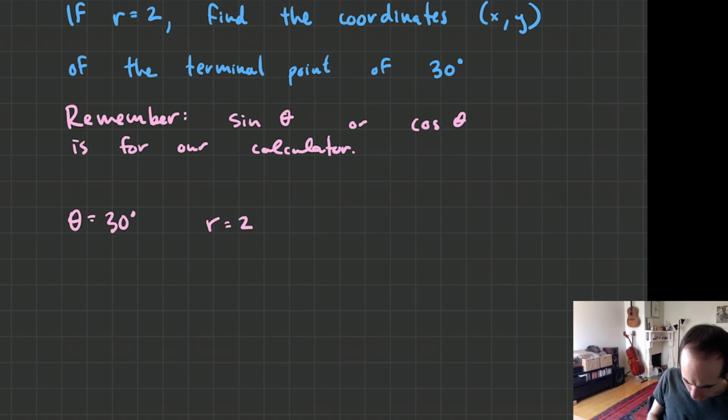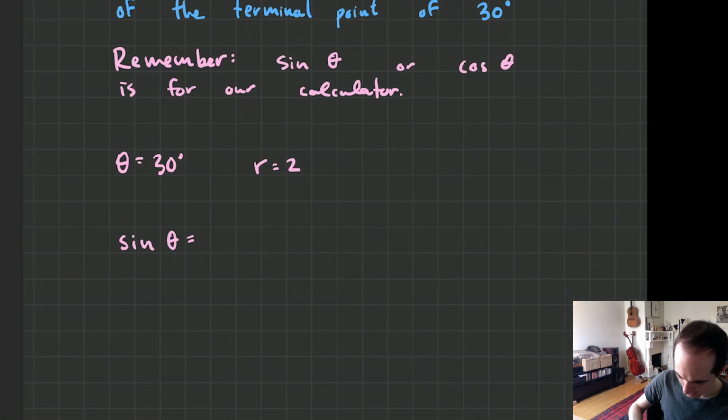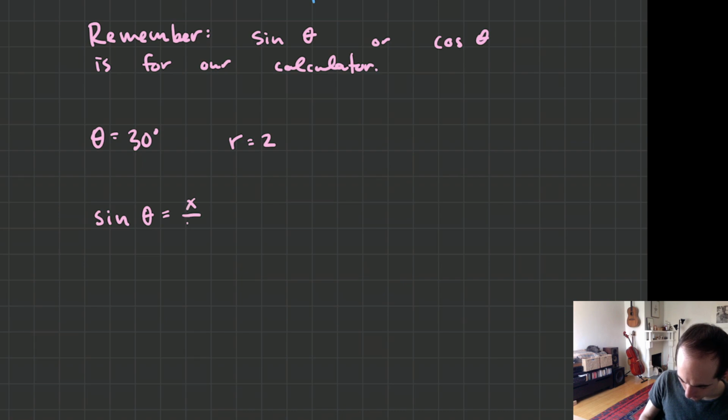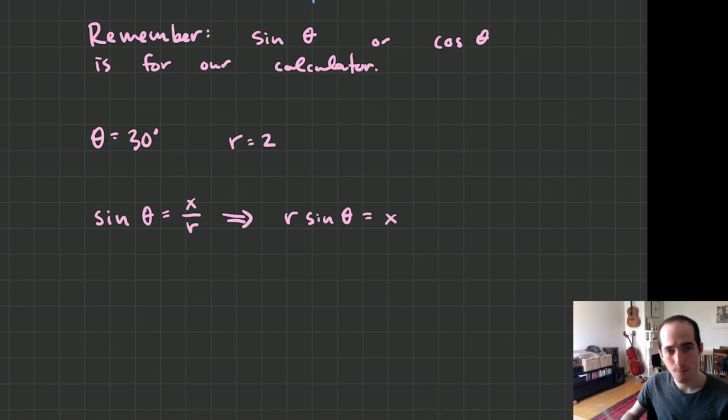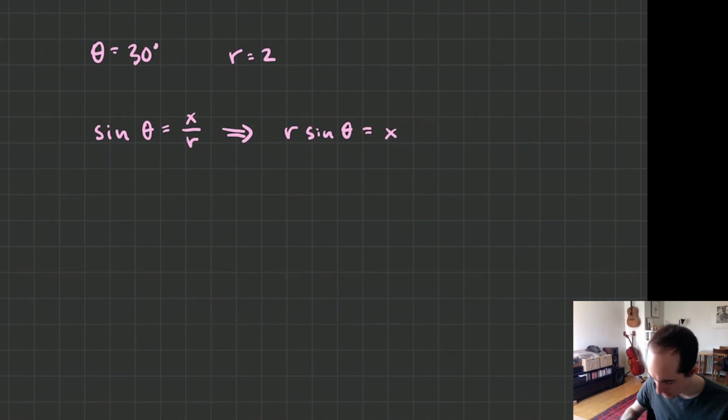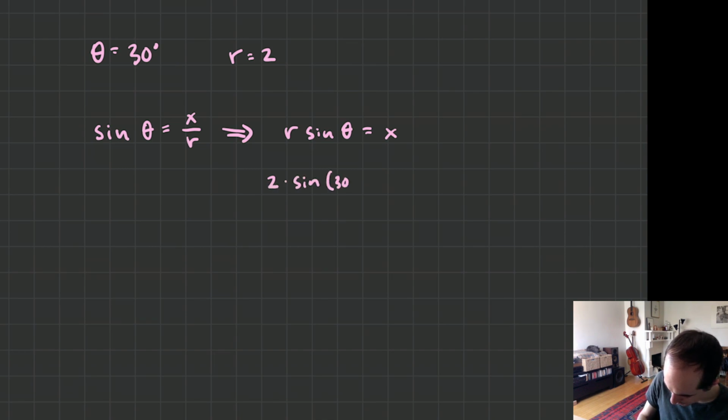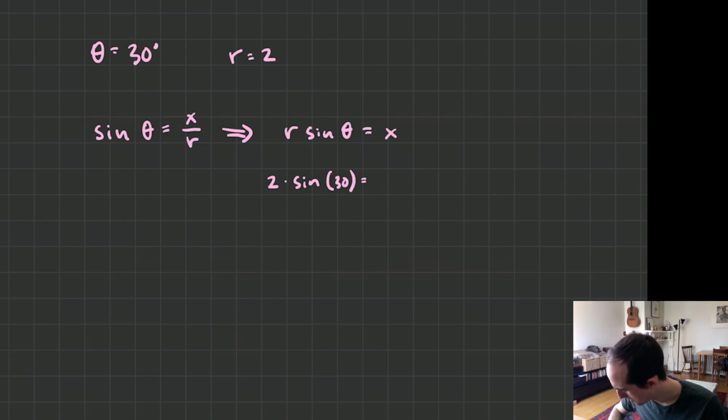Sine of theta is equal to, what was it, x over r? I think it was x over r. That means that r sine theta is equal to x. And so we can solve for x now. This is equal to 2 times sine of 30. I happen to know that sine of 30 is equal to a half, but I'll just double check.